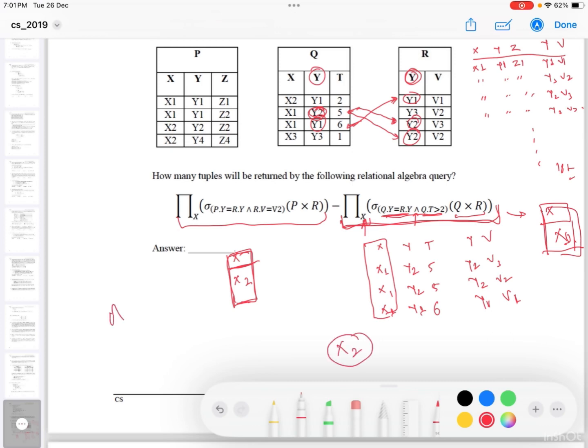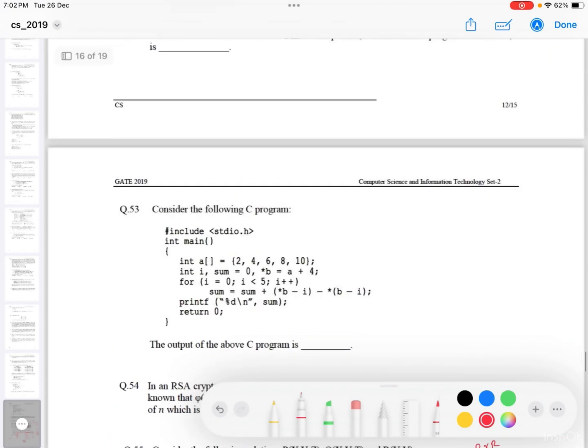So A minus B, what does it mean? Elements that are in A but not in B. So x2 is in A, that is not in B, right? So that is why x2 is the only element that is going to be selected. So what we have been asked, how many tuples will be returned by the following relational algebra query. So there is only one tuple. Okay, now let's look at one more question.